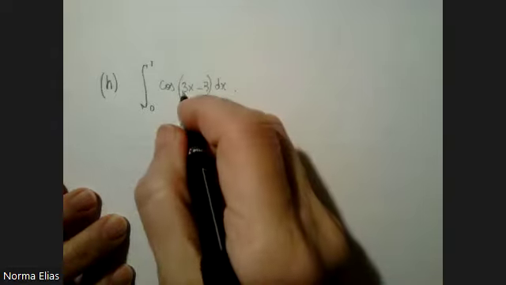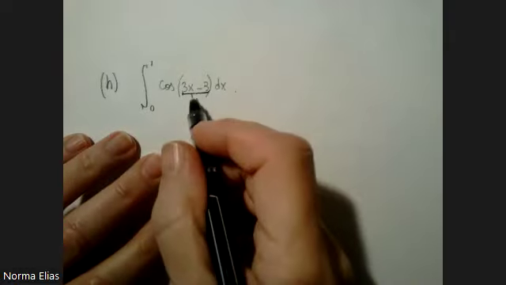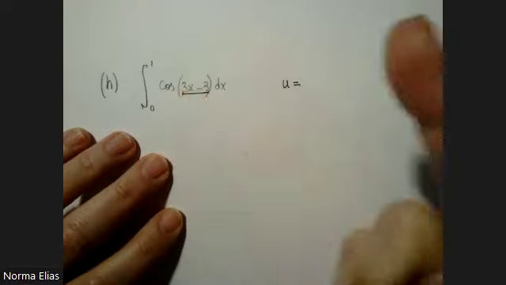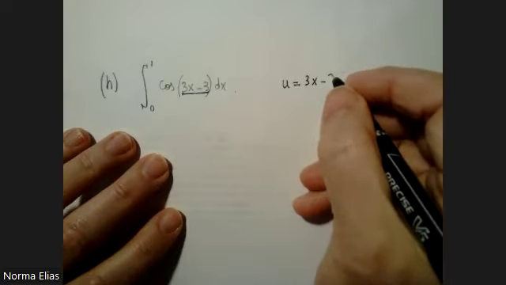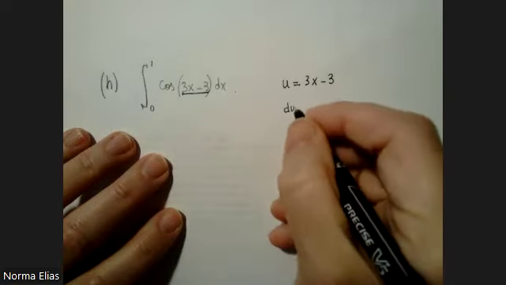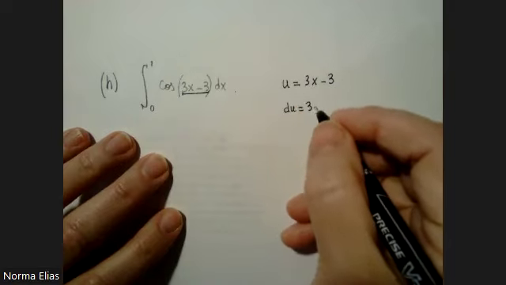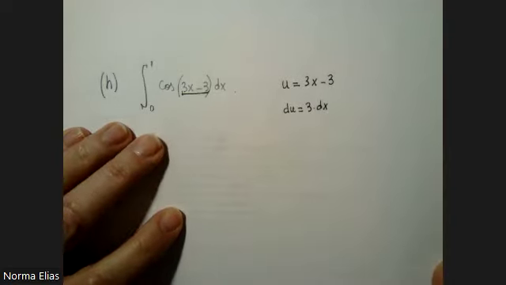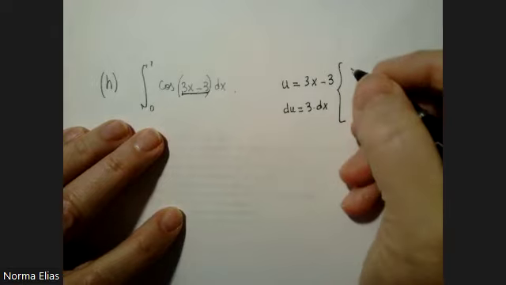Do we need a substitution? Absolutely. The minute we have an inside function, substitution is in order. And 3x minus 3 is the natural substitution because its derivative is a constant, so we don't have an issue with that. So my du is the derivative of 3x, which is 3 times dx. Now we can, as I said yesterday, change the limits at the beginning. So we're going to do that, change limits.